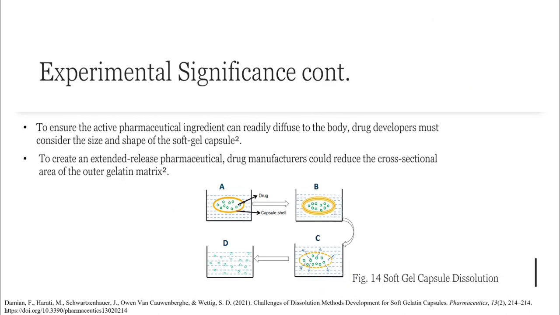To ensure the active pharmaceutical ingredient can readily diffuse to the body, drug developers must consider the size and shape of the soft gel capsule. In the experiment, we saw that the cross-sectional area is inversely proportional to the mass flux. To create an extended release pharmaceutical, drug manufacturers could reduce the cross-sectional area of the outer gelatin matrix.